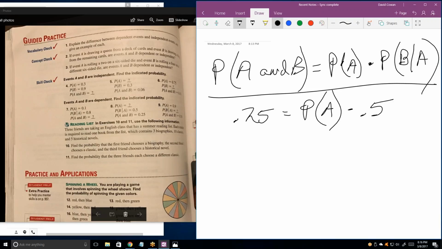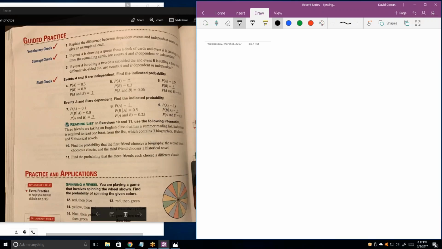Times 0.5. In other words, the probability of B given A is, make sure that I'm stating that correctly. Yeah, that's exactly what it means. It's the probability of B given that A has already occurred. That's what's 0.5. Now solve that for P of A. What do you get? 0.5. Cool. And 10, right? Yeah.